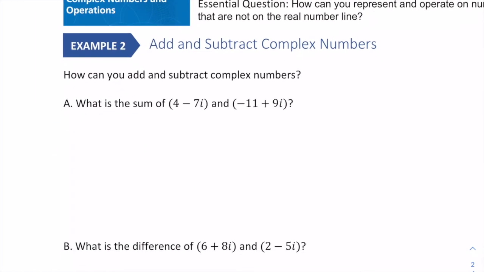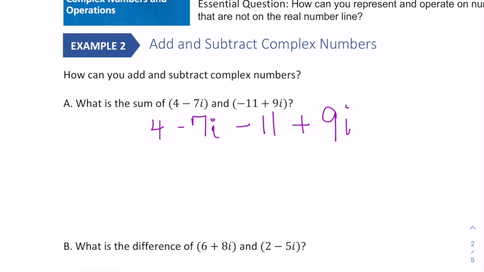We can add and subtract them. When we add and subtract them, we treat the terms almost like a variable, but they're going to be like terms. So we can only add real numbers with real numbers and imaginary numbers with imaginary numbers. So I'm just trying to write this out.